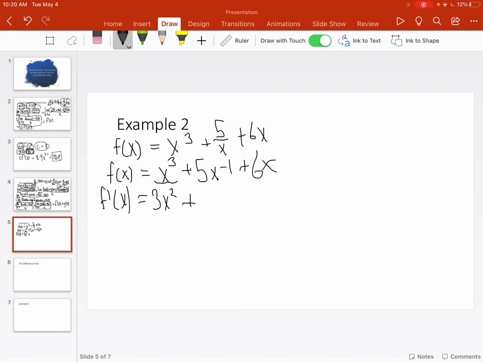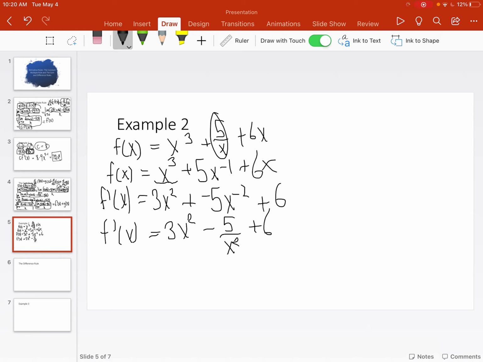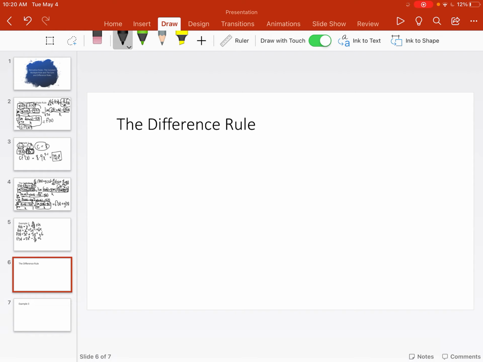Now our second term, what is our derivative? Well, we did this in our other videos. Basically, just like the first term, bring down the 1. So we got negative 5, so we got plus negative 5x to the negative 2. And then our last term, which is just 6x, and the derivative of that is just 6. Simplifying this, we got 3x squared minus 5 over x squared plus 6. There we go. That's the derivative of this function.